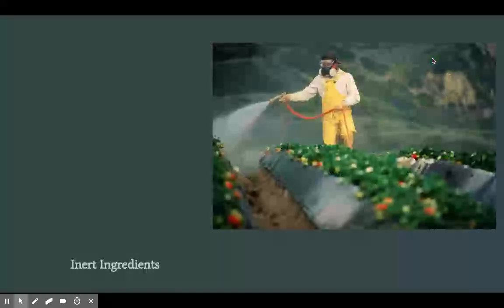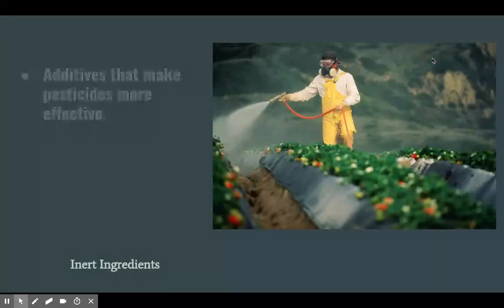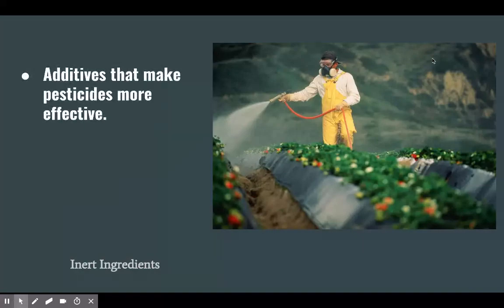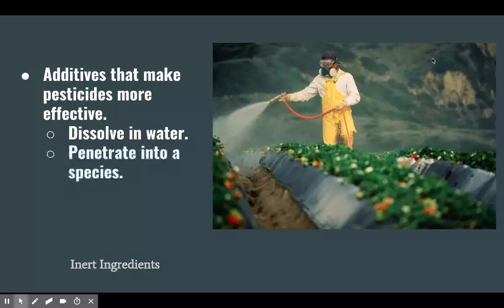So moving on to inert ingredients. Inert ingredients are additives to pesticides that make it more effective. The interesting thing about inert is it suggests that the chemicals are harmless, but that's not necessarily true. What they usually do is allow the pesticide to dissolve in water, or penetrate into a species. For example, some vegetation has waxy leaves that don't allow the pesticide or herbicide to kill it. An inert ingredient will allow it to penetrate through that wax and kill the vegetation.